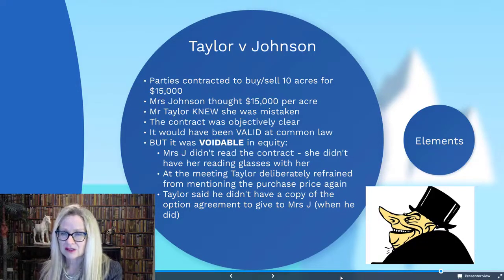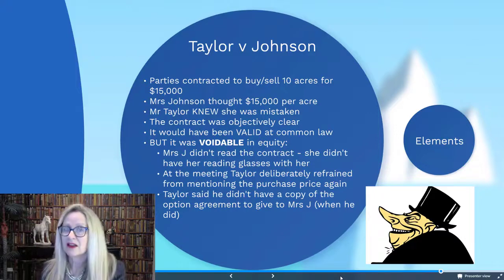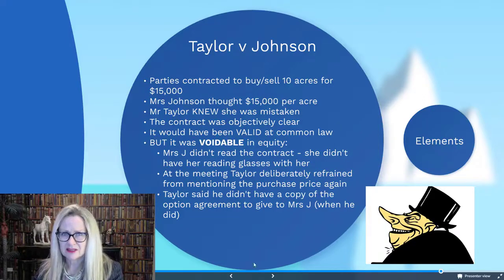However, here the court does refer to the old common mistake case of Solle and Butcher, Denning's case. And they said, look, we're going to take a similar kind of approach here in unilateral mistake as to terms, and we are going to say that this mistake rendered the contract voidable in equity. So dear old Mrs. Johnson would actually rescind. So again, I think a sensible outcome.